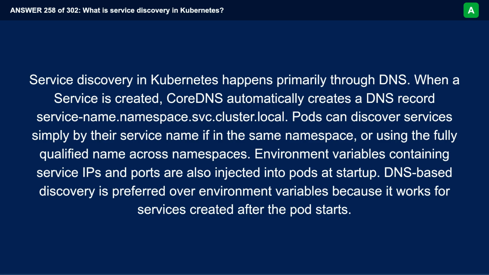Pods can discover services simply by their service name if in the same namespace, or using the fully qualified name across namespaces. Environment variables containing service IP addresses and ports are also injected into pods at startup. DNS-based discovery is preferred over environment variables because it works for services created after the pod starts.